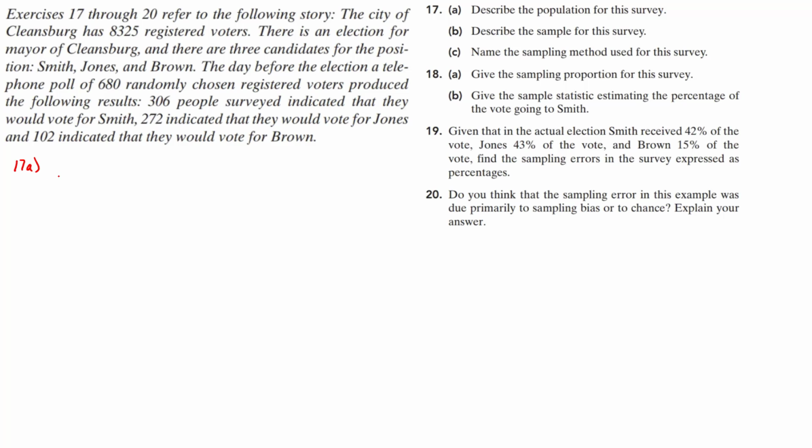17A. So the population is the registered voters of Kleinburg. I would think that that would be a simple random sample. Describe the sample.